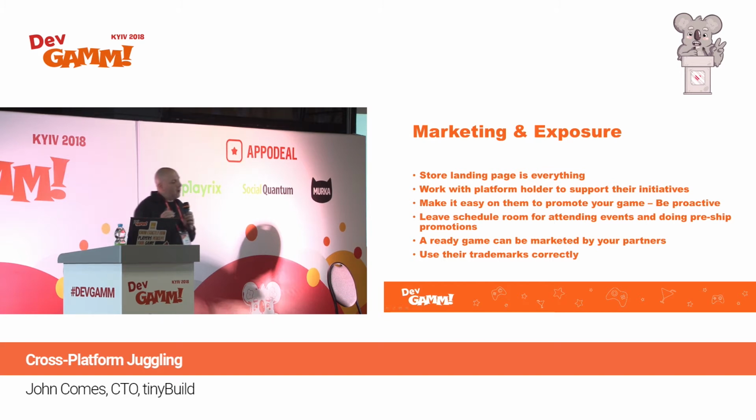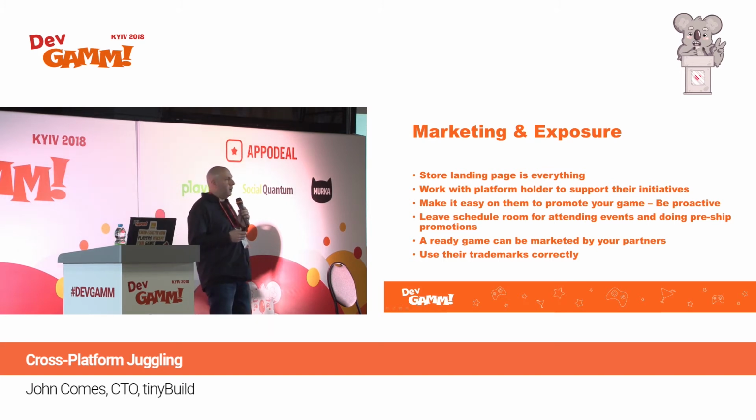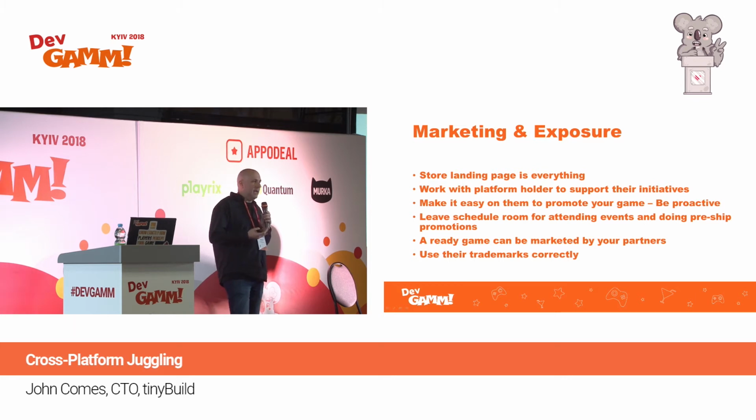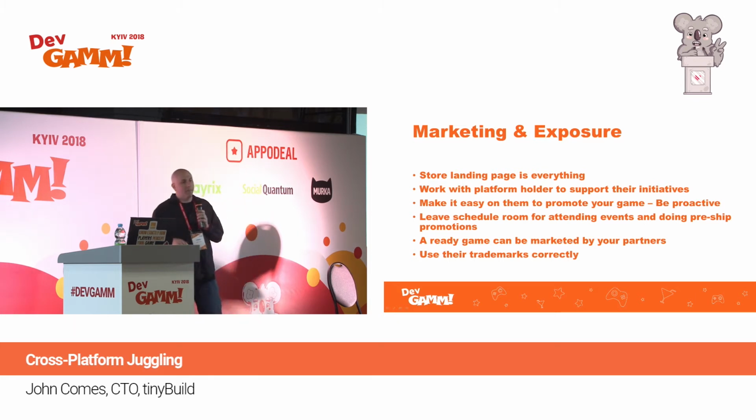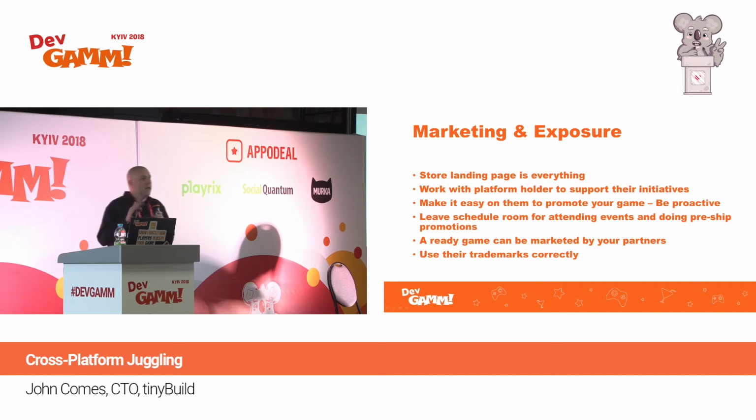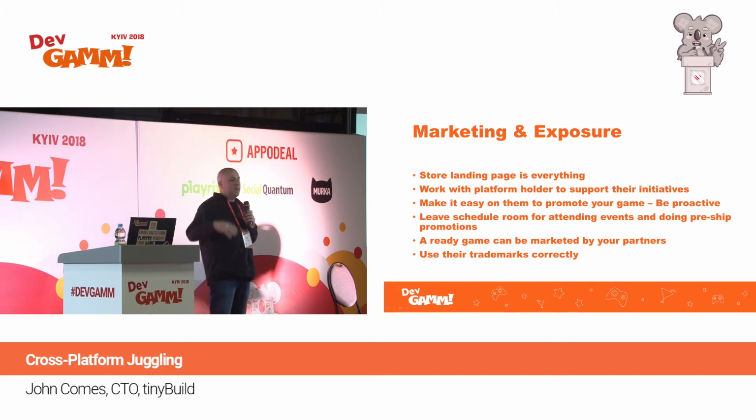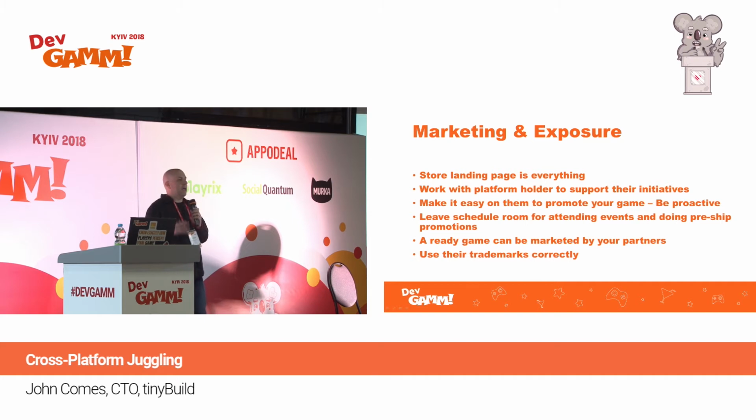A key note is a ready game can be marketed to your partners. I know when you're in the middle of building a game, you look at it and think, yeah, that art piece isn't done, that sound's not done yet, that kind of thing. But if you have a demo or parts of your game that are ready to go, that look like they're done, your partners can easily market that. If you're always having something that doesn't look good, they won't be able to market it. So always have something ready to show off.